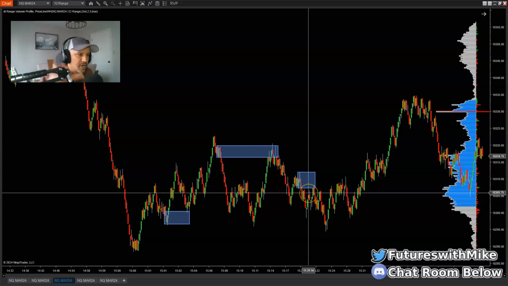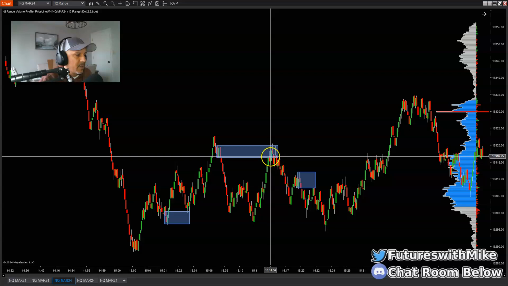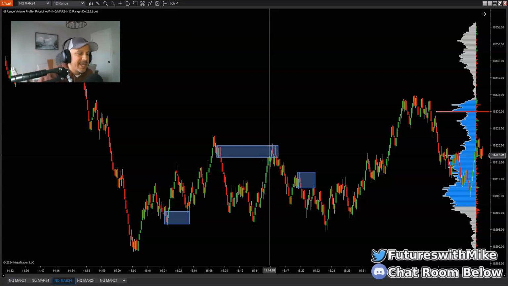All right. 2 trades within what? Let's see here. This was at around, let's just say 305 right there, right? 305 Eastern time, okay? And then another trade set up right here at 315. So 10 minutes apart, you could have gotten two trades.